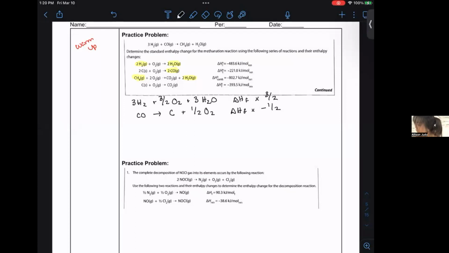Okay, third one, what did you do? You flipped it for sure. Yeah, flipped it. Did you do anything with multiplication? Okay, let's just flip it. Okay, last one. Multiplied it by 1? There's nothing. Yeah. Nothing. Okay.